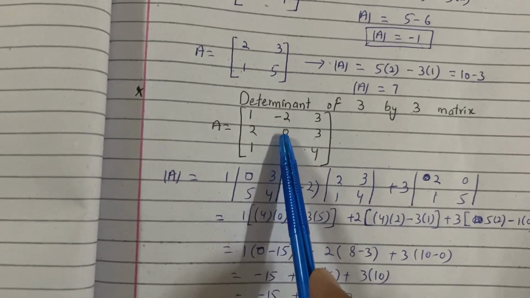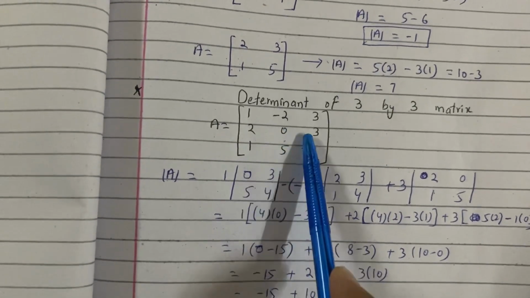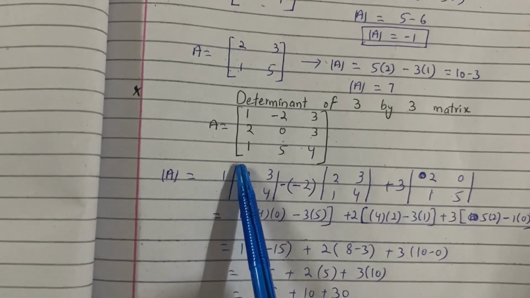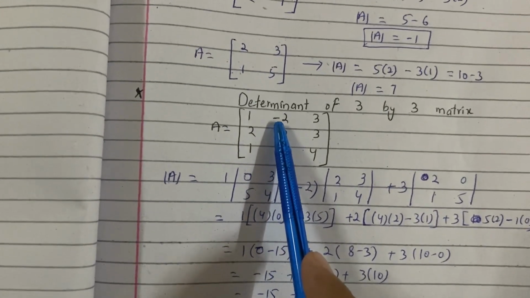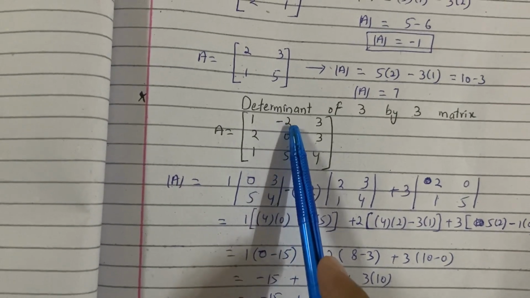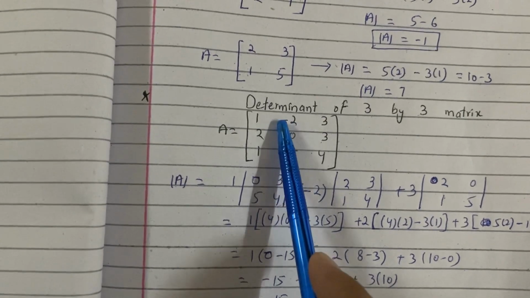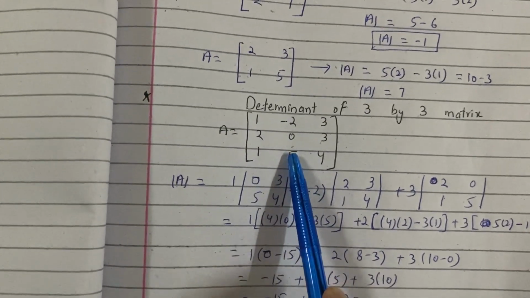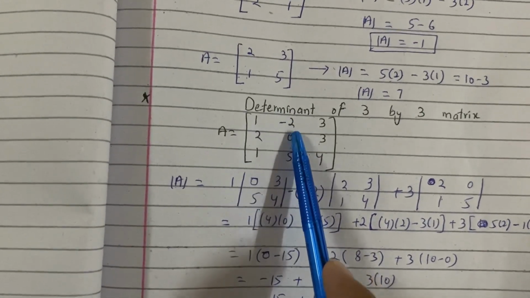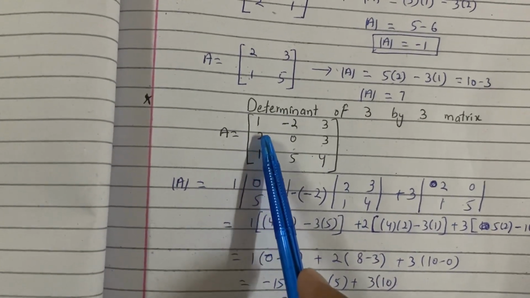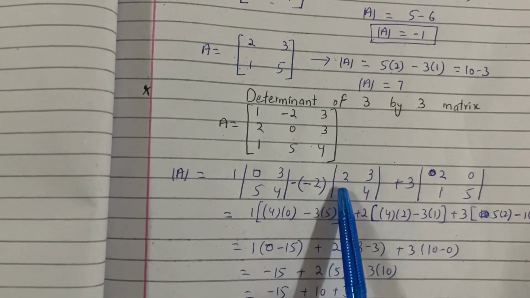So the remaining entries will be these 0, 3, 5, 4. So you have to take the determinant of the remaining entries. So 1 into determinant of 0, 3, 5, 4. So secondly you have to multiply minus 1 with this term, and then you have to check the position of this term. The position of this term is first row and second column, and you don't have to write the entries of the first row and second column. So the remaining entries will be 2, 1 and 3, 4. You have to take the determinant of these entries.